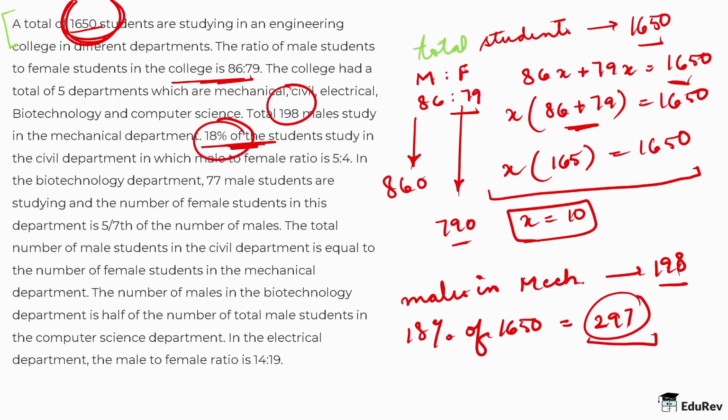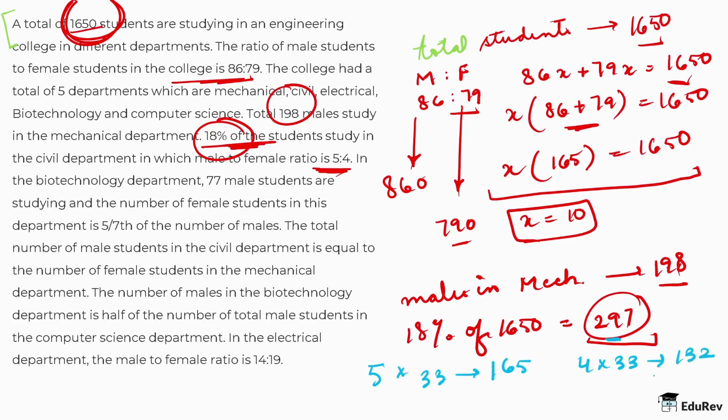Now, in your civil department, the ratio of male to female is also given, that is 5:4. And we know the total number of students in the civil department, so we can easily find the number of males and females. The total is 297, and the male to female ratio is 5:4. So the total males need to be 5 into 33, that is 165, and females will be 4 into 33, that is 132.